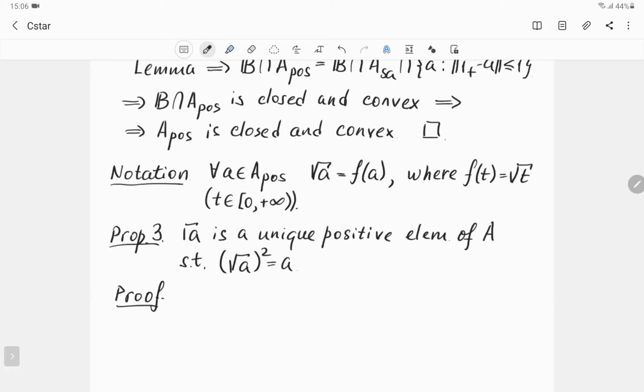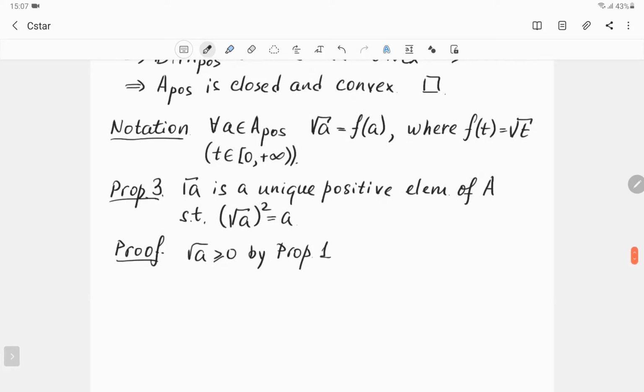First of all, why is it positive? It is positive by our first proposition. The square root is a non-negative function, and when we apply a non-negative function to a normal element, we get a positive element. Now let's recall the superposition property for the functional calculus.